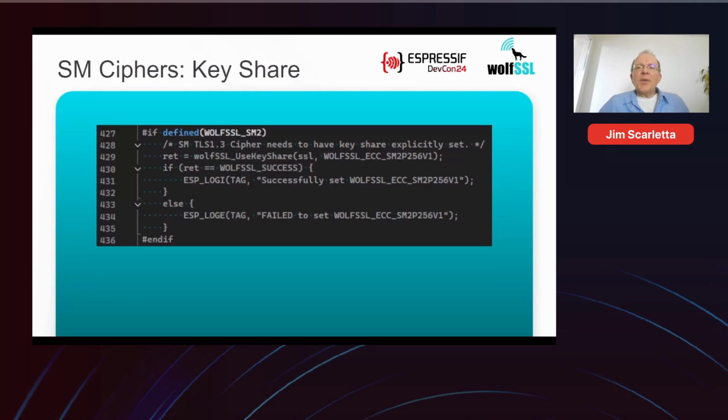This example also has the SM ciphers disabled by default, but again, you can install the SM ciphers, go to your user settings, and turn it on. The default user settings does include an example of how to turn on the Chinese, the ShangMi ciphers, and you'll see that you needed an explicit step here to set the key share.